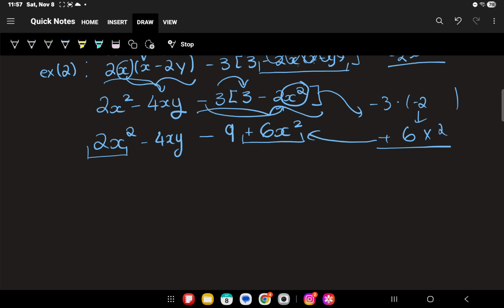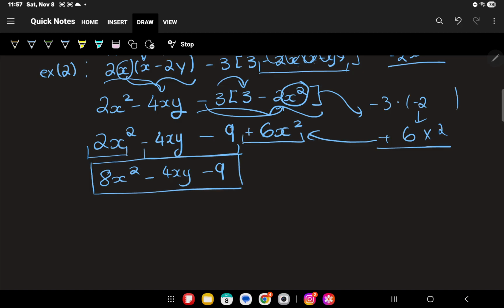So let's collect them. 2x squared plus 6x squared is what? 8x squared. Then you copy these terms below. And that will be our final answer.